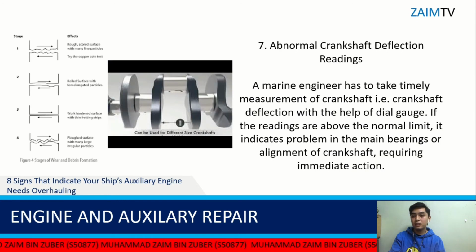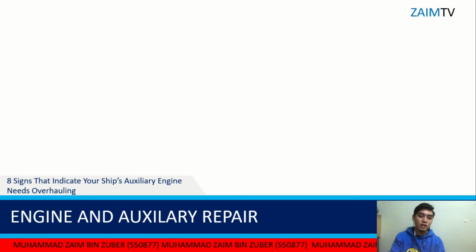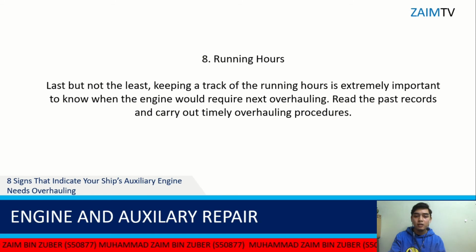The seventh sign is abnormal crankshaft deflection reading. A marine engineer has to take timely measurement of crankshaft, for example, crankshaft deflection with the help of dial gauge. If the readings are above the normal limit, it indicates problem in the main bearing or alignment of crankshaft, requiring immediate action. The last sign is running hours. Keeping a track of the running hours is extremely important to know when the engine would require next overhaul, read the past record, and carry out timely overhaul procedure.